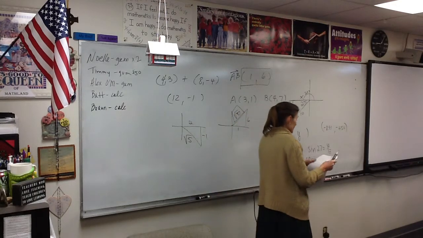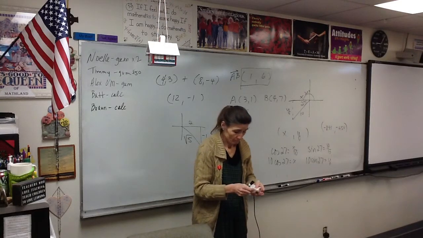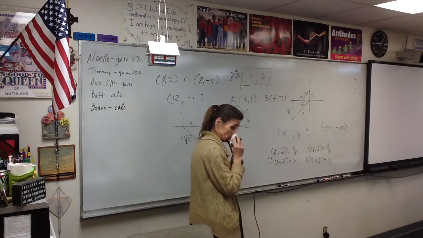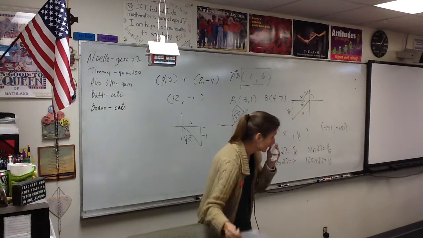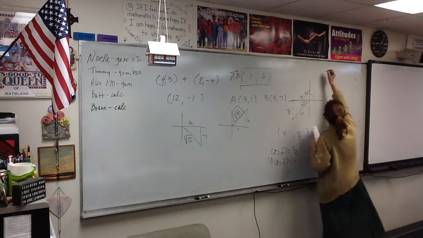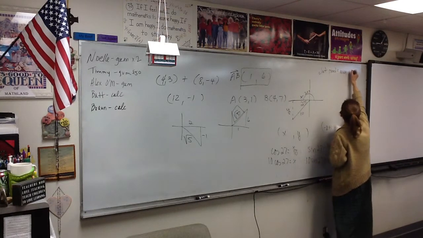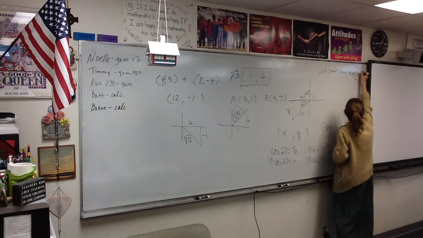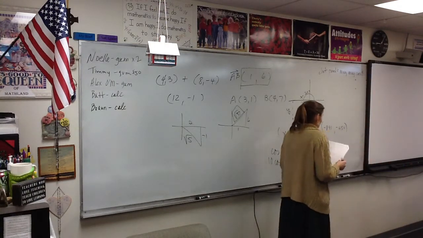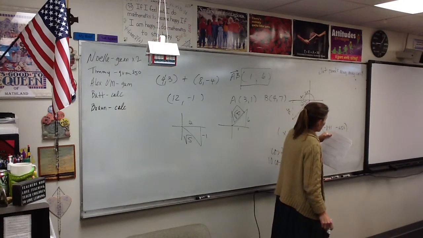Okay, number 5. What do we do with number 5? We have a little formula, don't we? What's our little formula in number 5? Dot product equals magnitude times magnitude times cosine. So maybe we should find our dot product first. What is our dot product?